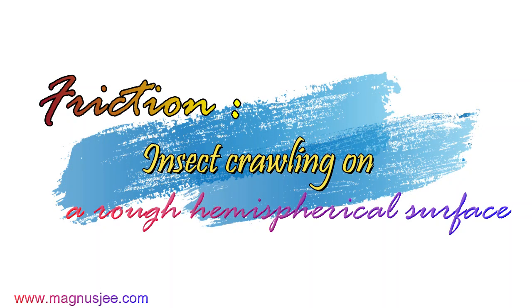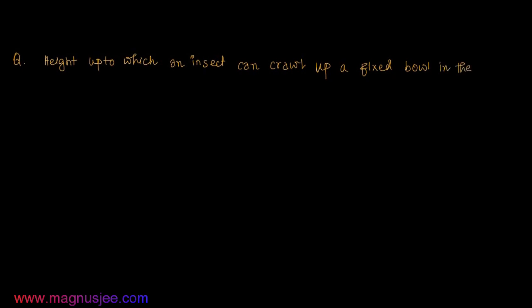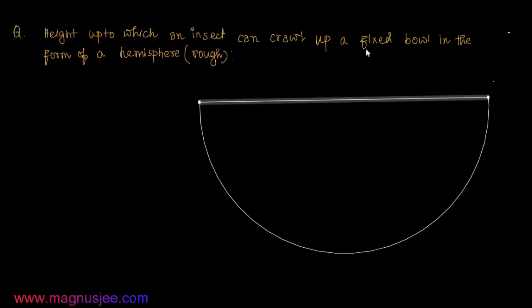Insect crawling on a rough hemispherical surface. We have to find the height up to which an insect can crawl up a fixed bowl in the form of a hemisphere.